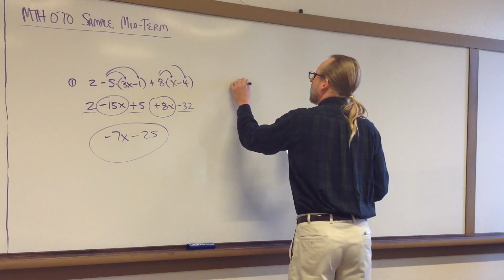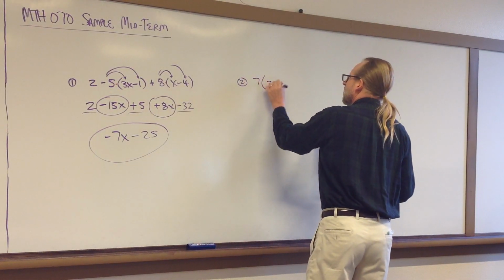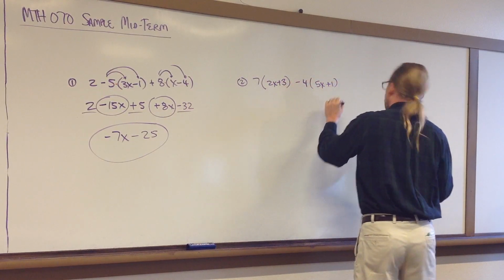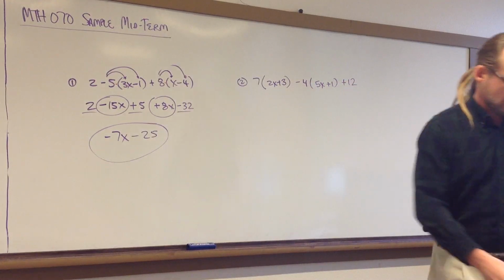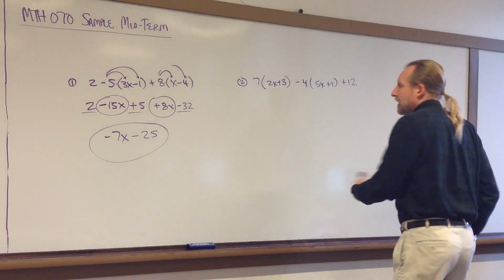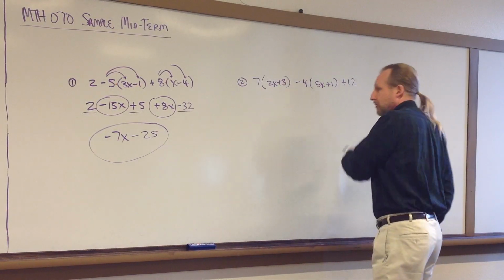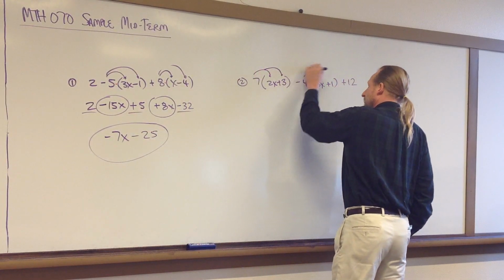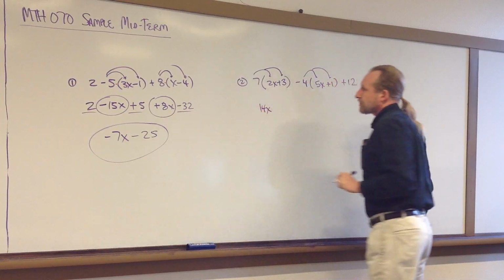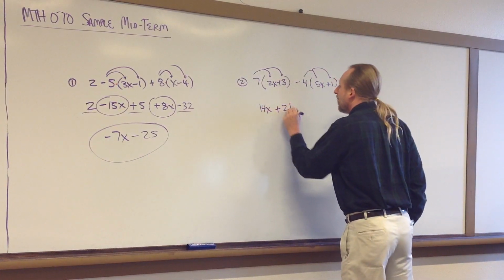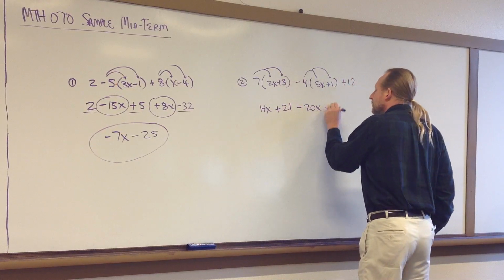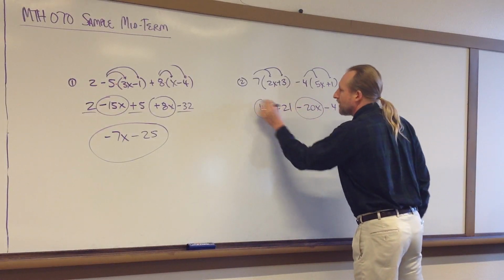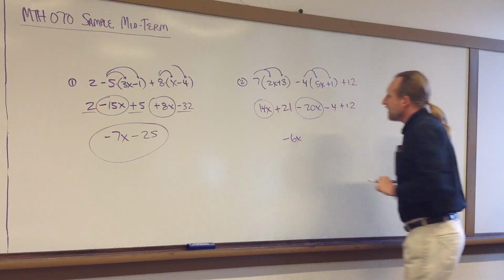Let's see what we've got here. 7 times 2x plus 3 minus 4 times 5x plus 1 plus 12. Okay, very similar approach, except here the 12 is in the back instead of being in the front. So we're going to distribute here, and then combine like terms. So we'll get 14x plus 21. And then minus 20x, minus 4, and positive 12. Okay, so there's minus 20x and positive 14x. That makes negative 6x.